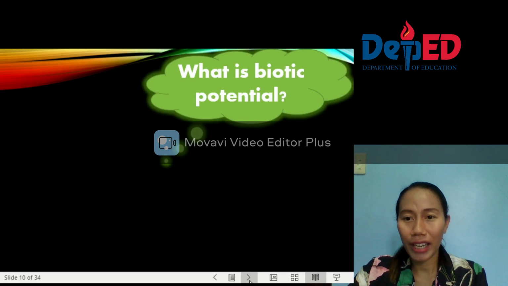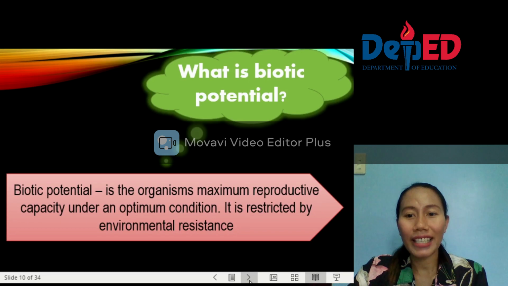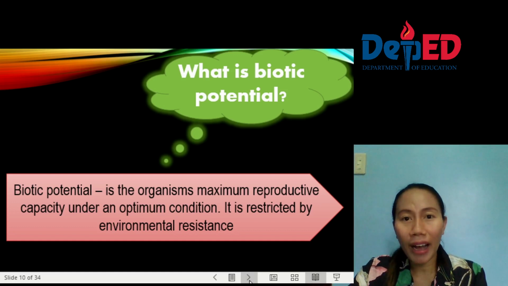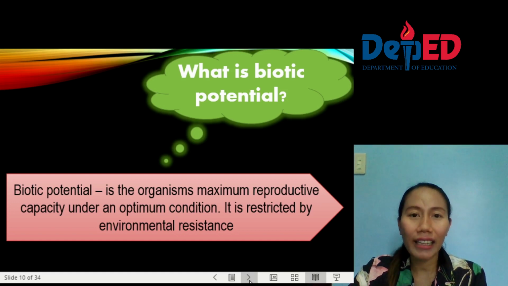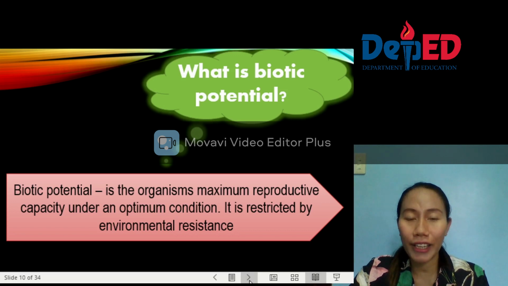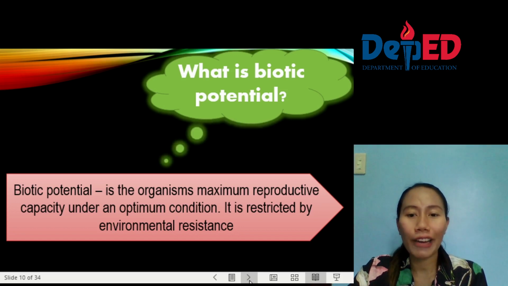Now, what is biotic potential? Let's have first, biotic potential is the organism's maximum reproductive capacity under an optimum condition. It is actually restricted by environmental resistance. Remember, biotic potential is the organism's maximum reproductive capacity under an optimum condition, and it is restricted or limited by environmental resistance.